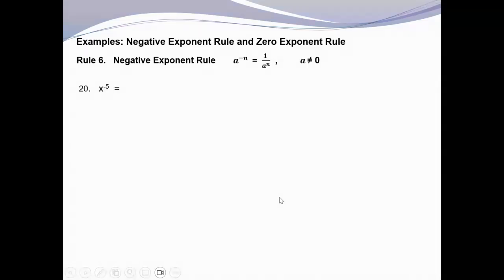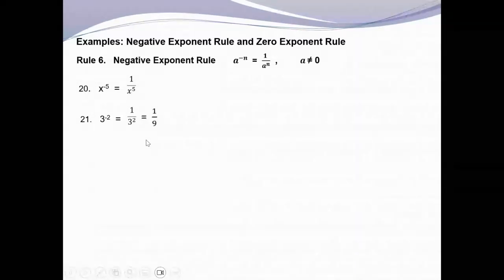Okay, now we have x to the negative 5th power, right? So here, guys, by using the rule, it's going to be 1 over x to the 5th power by applying the negative exponent rule. Another example, 3 to the negative 2 is going to give us 1 over 3 squared, which will give us 1 over 9.